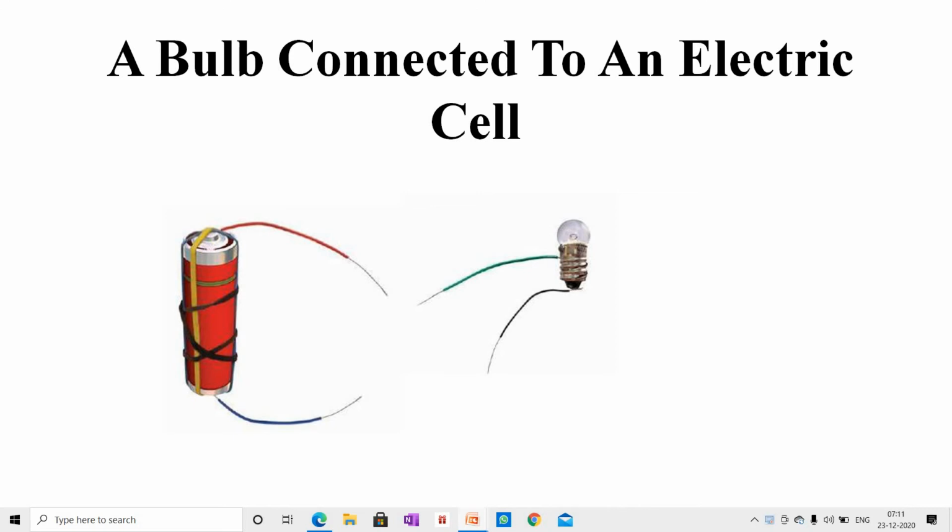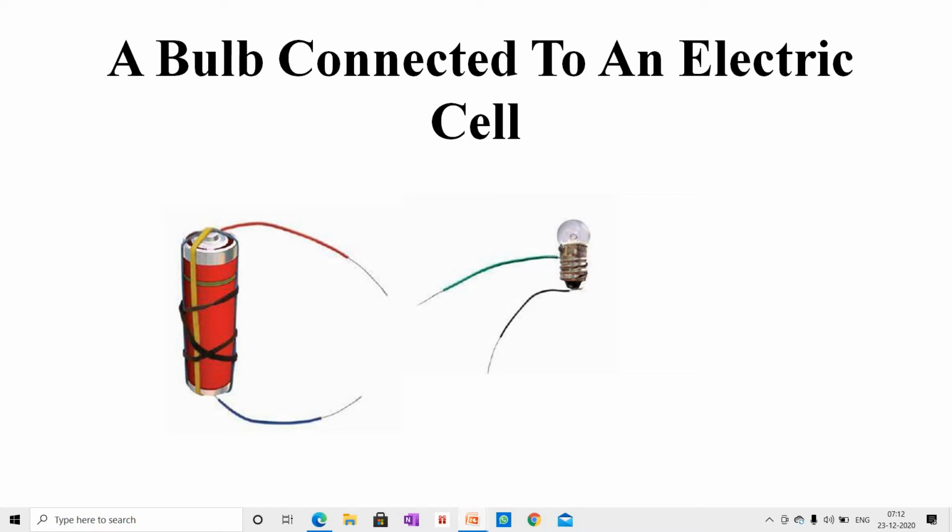Students, let us try to make an electric bulb light up using an electric cell. First of all, we take 4 lengths of electric wire with differently colored plastic coverings. Then we remove a little of the plastic covering from each length of the wire at the ends. This would expose the metal wires at the ends of each length.